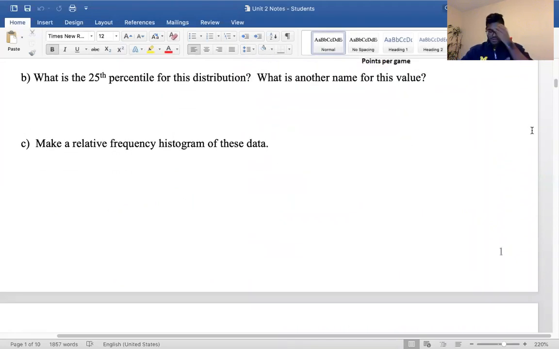All right. Make a relative frequency histogram of these data.